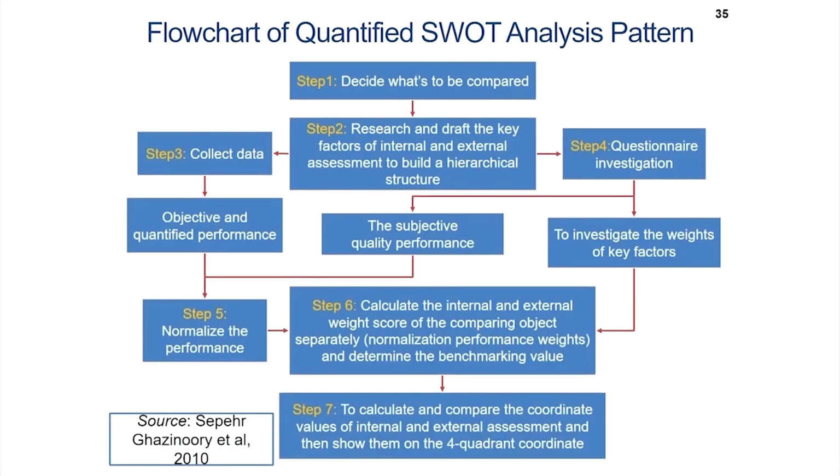This is a flow chart of quantified SWOT analysis pattern, the steps. This can be taken as some kind of a framework which can be adapted to various research problem areas that we decide to take. In step 1, we decide what is it that is to be compared. Step 2, research and draft the key factors of internal and external assessment to build a hierarchical structure. In step 3, we collect the data. Step 4, we carry out the questionnaire investigation. What is contained in steps 3 and 4 is, when we are collecting data, we have to look at the objective and quantified performance, questionnaire investigation, subjective quality performance, and investigate the weights of key factors. In step 5, we normalize the performance, and in step 6, calculate the internal and external weight score of comparing objects separately. And in step 7, we calculate and compare the coordinate values of internal and external assessment and then show them on the 4-quadrant coordinate.